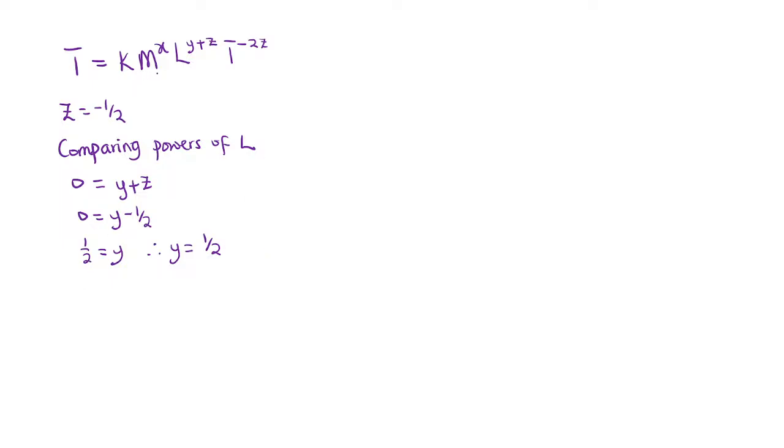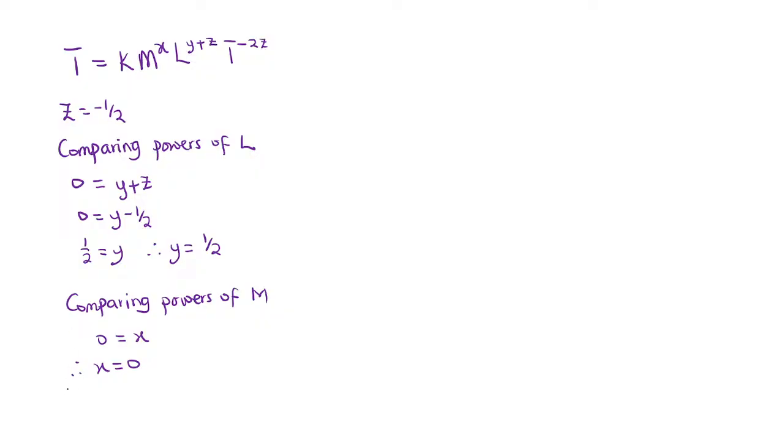Now I can proceed to compare powers of m so that I find the value of x. Then again, I ask myself, on the left hand side and on the right hand side, do I have m at both sides? In this case, it's no. So on the left hand side, I have no m, so the power is 0, and it's equal to, on the right hand side, x. So therefore, the value of x is equal to 0.